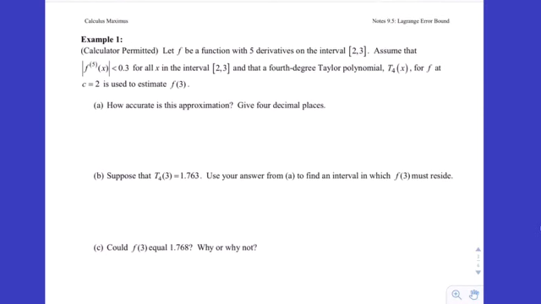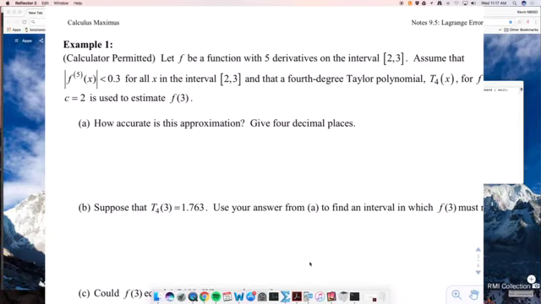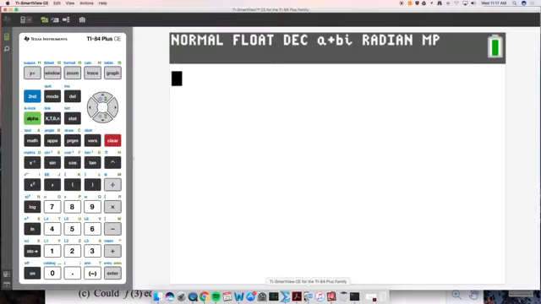Let's try it out, okay? Let's try it out. This one's going to be calculator permitted. The best way to learn how to do this is just by doing it. So if you want to grab a calculator, I'll let you grab a calculator. There's my calculator.